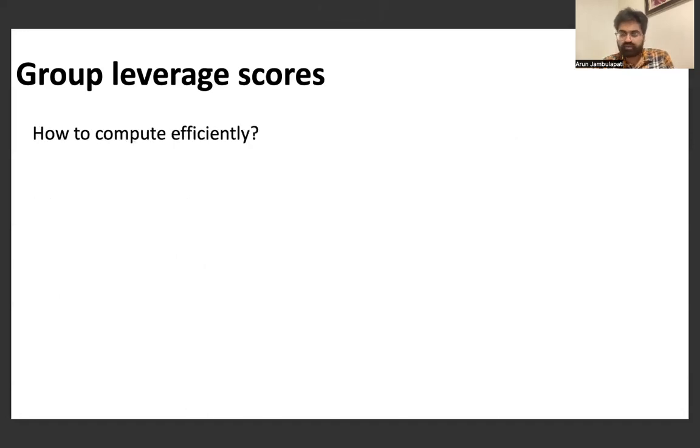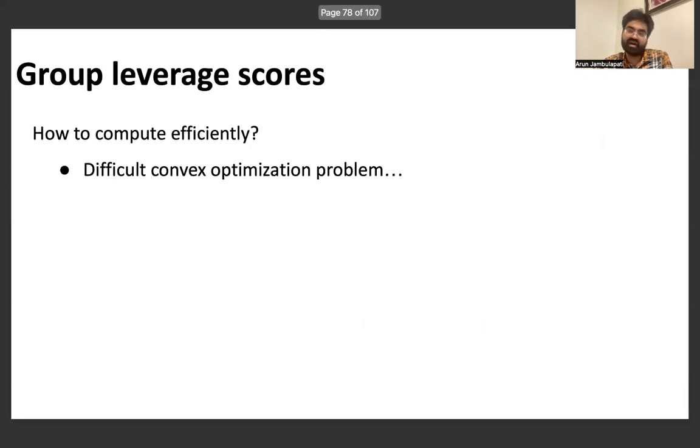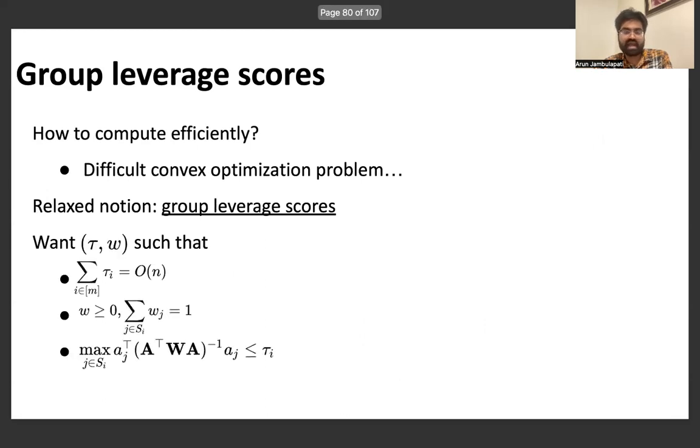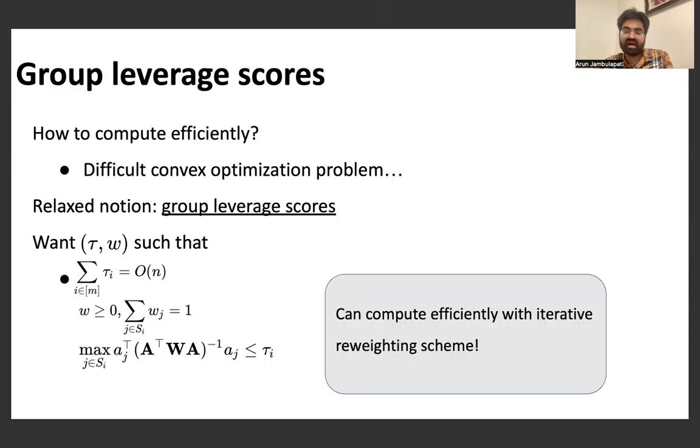Okay, so before we actually go to putting everything together to get a sparsification result, I'll say a quick word on how to compute the group leverage scores. We can compute these in polynomial time via convex optimization. However, solving the problem exactly seems to be quite difficult. It seems to be no better than cubic time. So to get around this issue, we introduced a relaxed notion called group leverage scores. In group leverage scores, we want to compute a tuple tau and W, which have the same properties as balanced weight assignments, except we relax the taus to sum to order of n instead of exactly n. This ends up sufficing for our goals, and it turns out you can compute these group leverage scores efficiently via a simple iterative reweighting scheme. And in fact, we can compute these in near linear time in the graph setting.